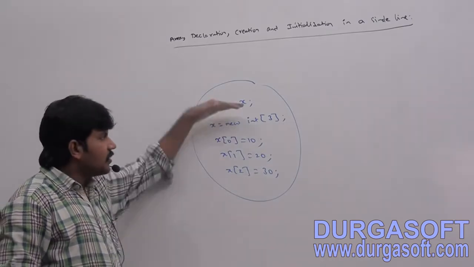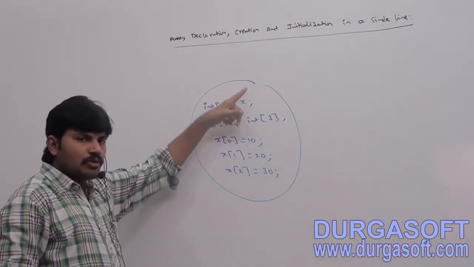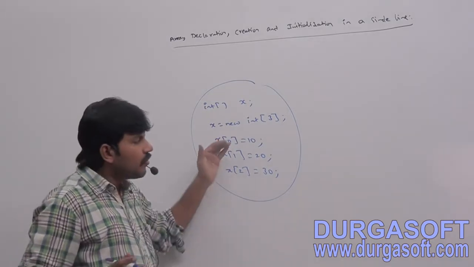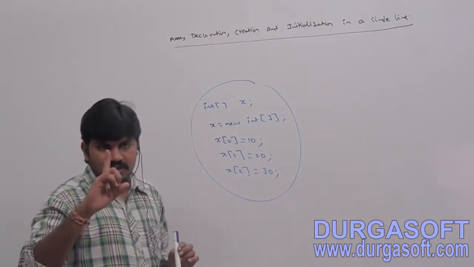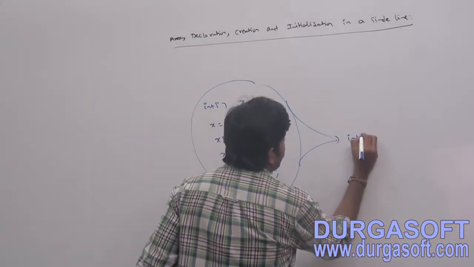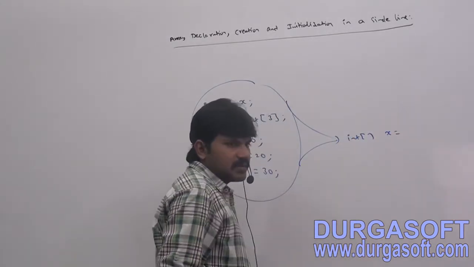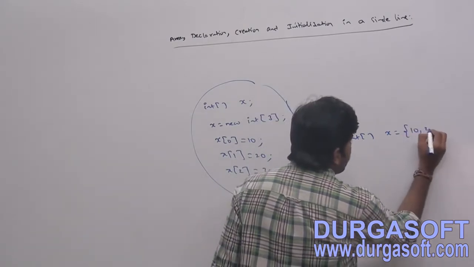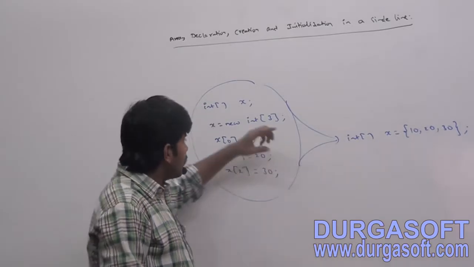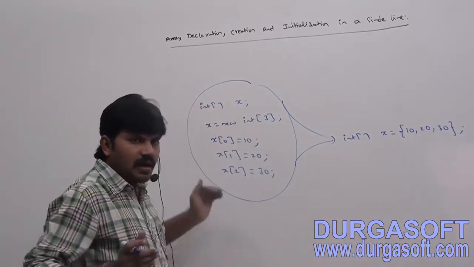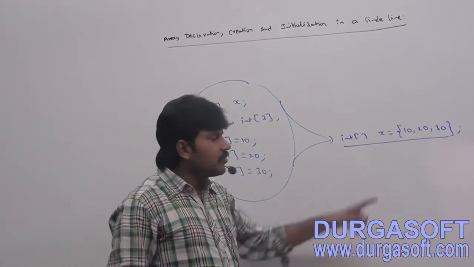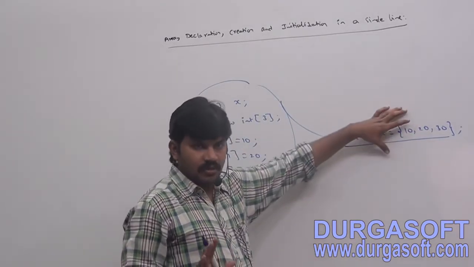So here, array declare, create, initialize. In total, we used 5 lines of code. If you want, we can convert this into a single line. There is a shortcut representation. We can go for int array x is equal to, simply, 10, 20, 30. We can declare, create, and initialize all these things in a single line. Clear for all of you, right?